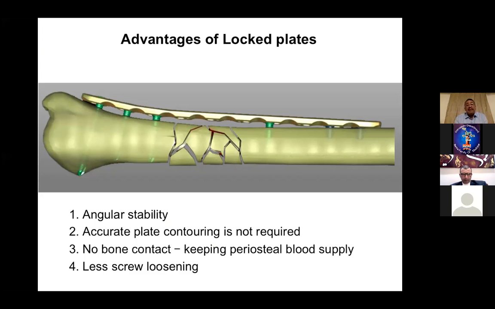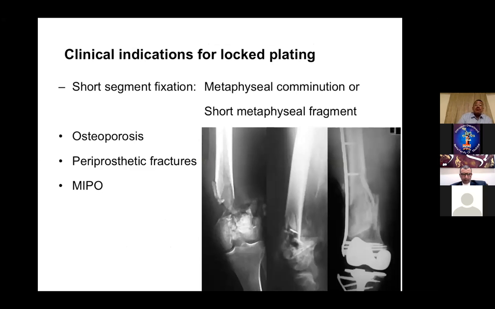What are the advantages of these locked plates? They give angular stability. Accurate plate contouring is not required if you use only locked screws. You don't need to have full bone contact, and this will keep the periosteal blood supply underneath, and you have less screw loosening, especially in osteopenic bones.